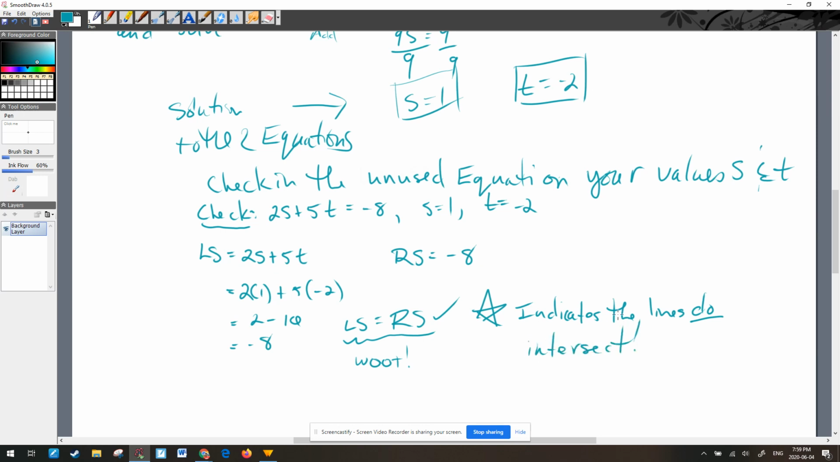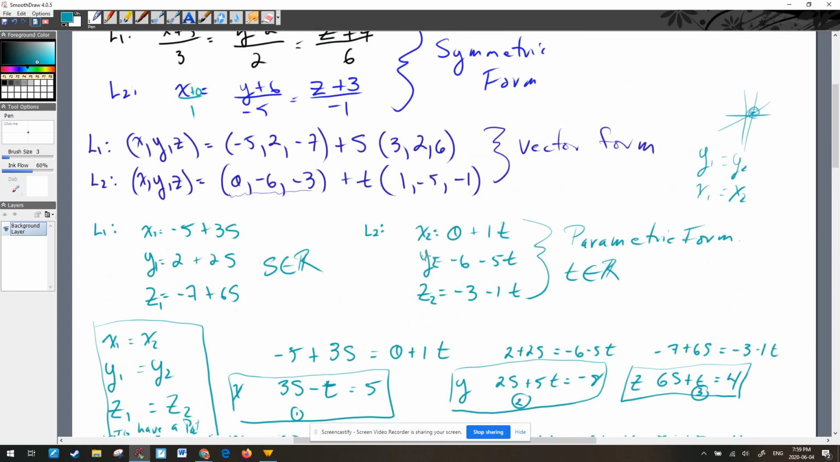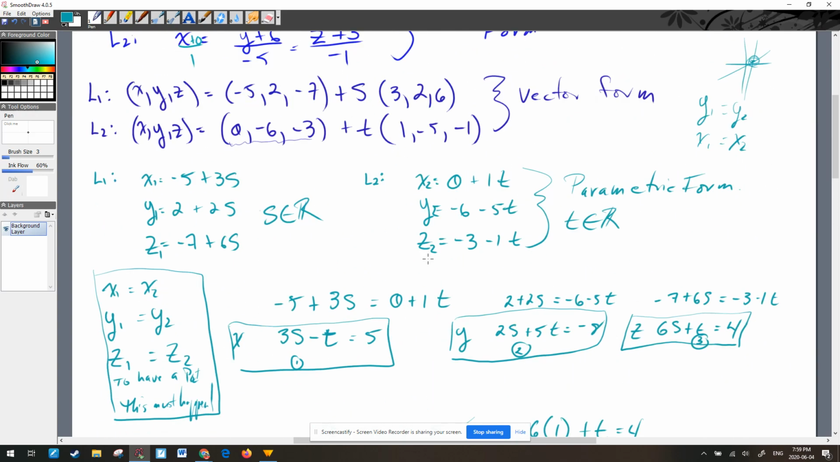Okay? Had we taken our s of 1 and t of negative 2 and it came out to be like 5 and negative 8, what that would indicate to us is that in fact those two lines do not intersect. But we're not done yet. We know now that they intersect. What we need to find out now, of course, is, well, where do they intersect, right?